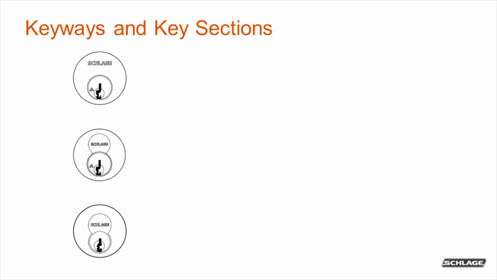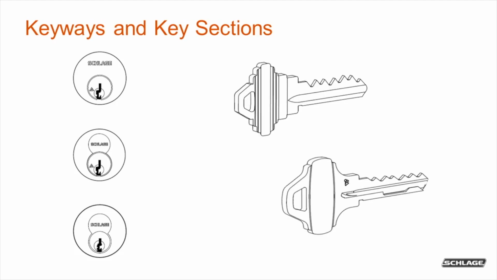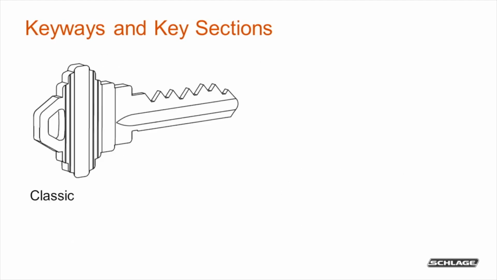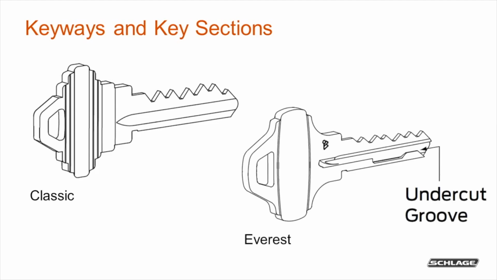The first terms are keyways and key sections. Keyway refers to the opening in the cylinder where the key goes, and key section refers to the shape of the key. Schlage pin tumbler keyways have been in use for many years. The classic open keyways are called the obverse family. These include C, E, and others. The C keyway is probably the most widely used keyway in the industry.